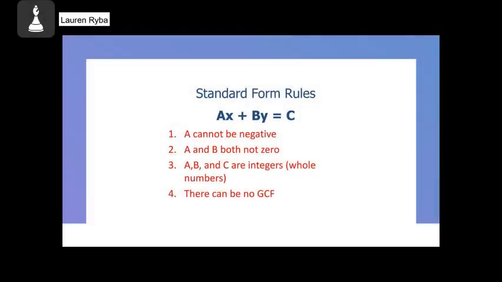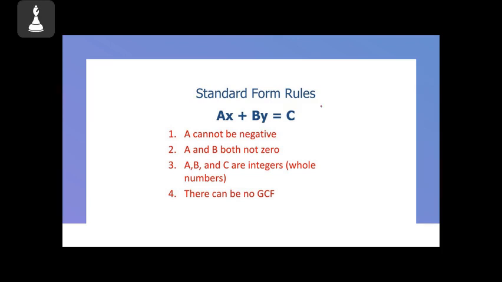Next, we're going to talk about standard form. Standard form is in the form where I said the x and y are on the left-hand side, the numbers on the right. The number in front of the x cannot be negative. A and B, so they have to have both an x and a y. Neither of them can be 0. A, B, and C are all whole numbers, so no fractions. And there can be no common factor.